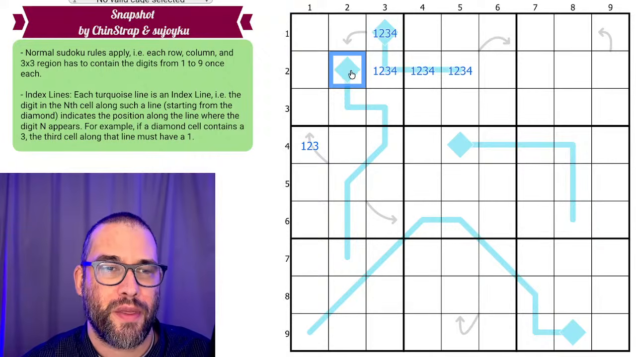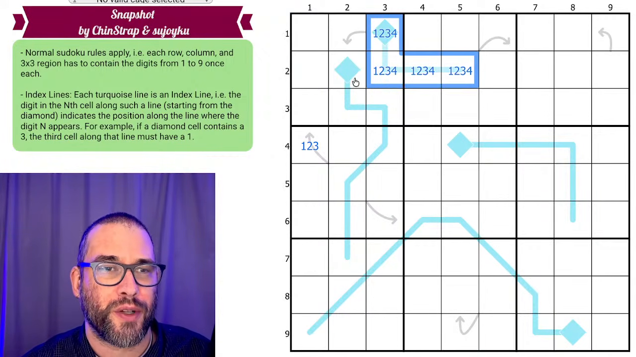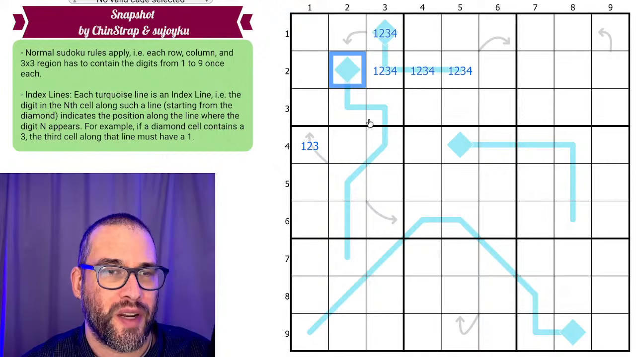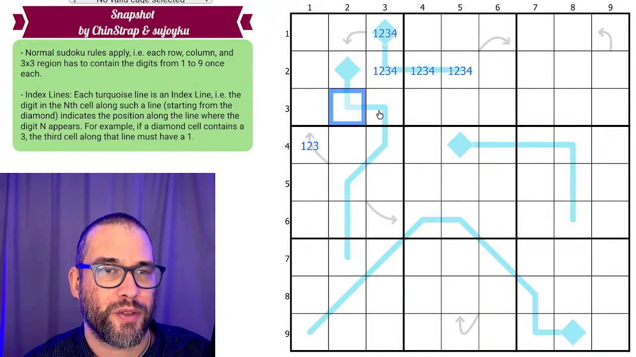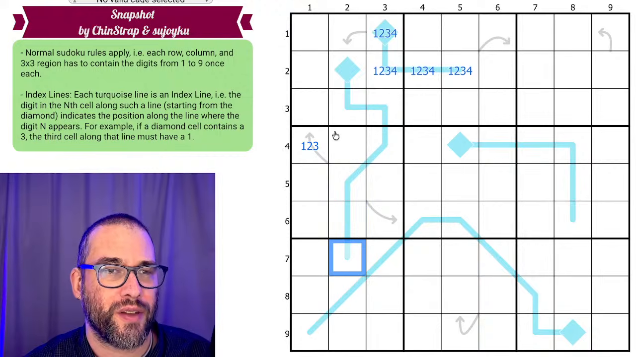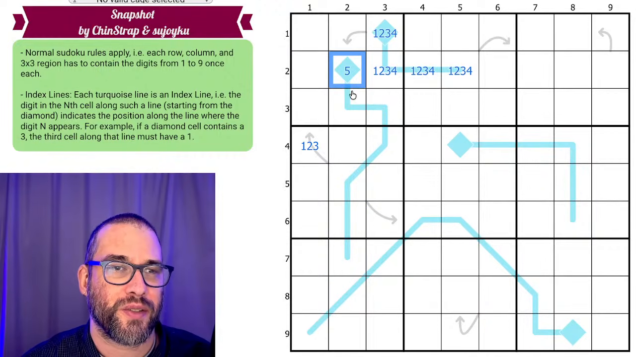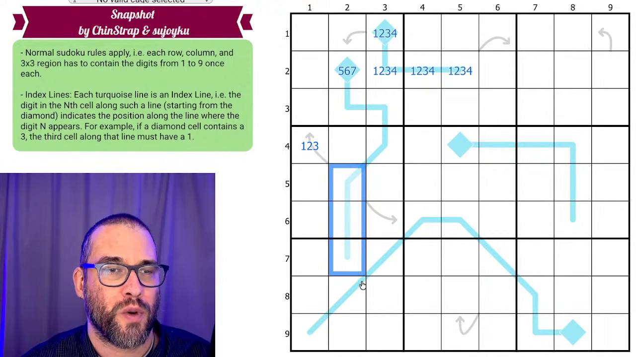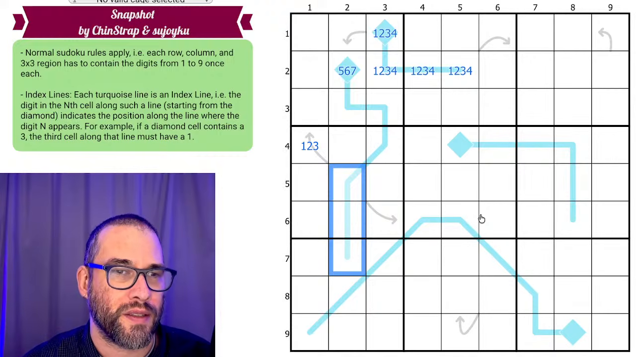Okay, so this sees all of 1, 2, 3, 4, but it has to be on the line. 1, 2, 3, 4, 5, 6, 7. So this is a 5, 6, or 7. And one of these has to be a 1.